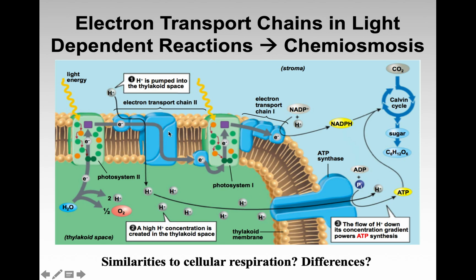These electrons from photosystem 2 go straight into photosystem 1. They get re-energized by a photon of light. They go down electron transport chain 1. The final electron acceptor is NADP+, and then that's how you generate NADPH. So in the light-dependent reactions, we are using water, we are using light energy, we are creating oxygen as waste, and we are making ATP and NADPH.